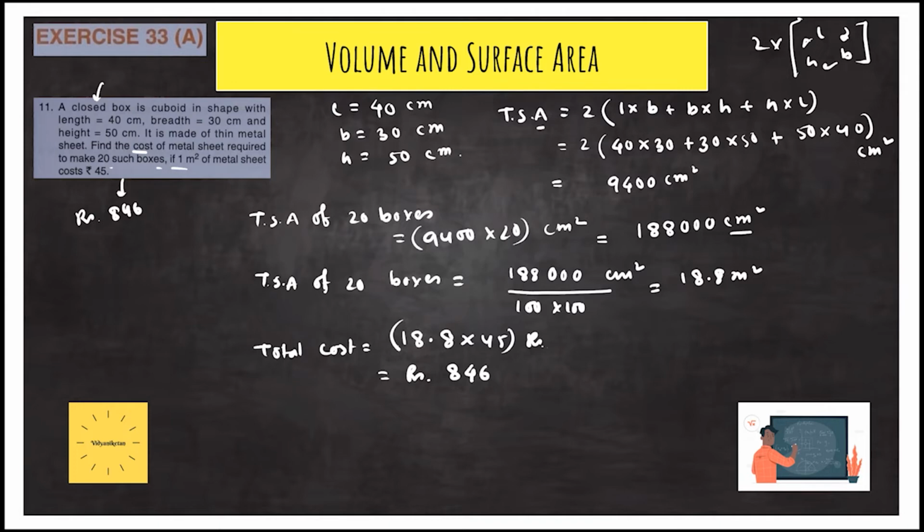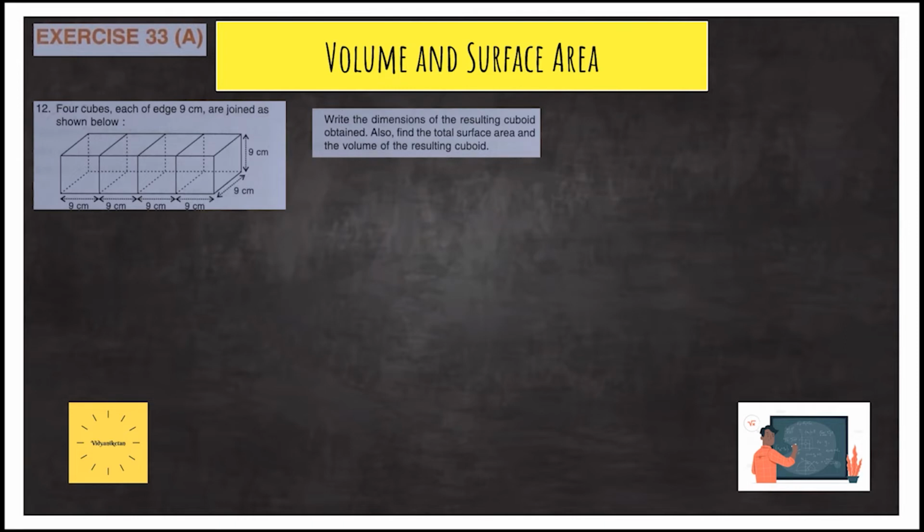Now we will move towards the next question, that is question number 12. Just see, 4 cubes each of edge 9 centimeter are joined as shown below. So each is 9 centimeter, 9 centimeter, 9 centimeter. So this type of problem we have done in the example. Write the dimensions of the resulting cuboid obtained. Also find the total surface area and volume of the resulting cuboid. So first of all, the length of the cuboid will be 9 plus 9 plus 9 plus 9. This is in centimeter. So the length is 36 centimeter.